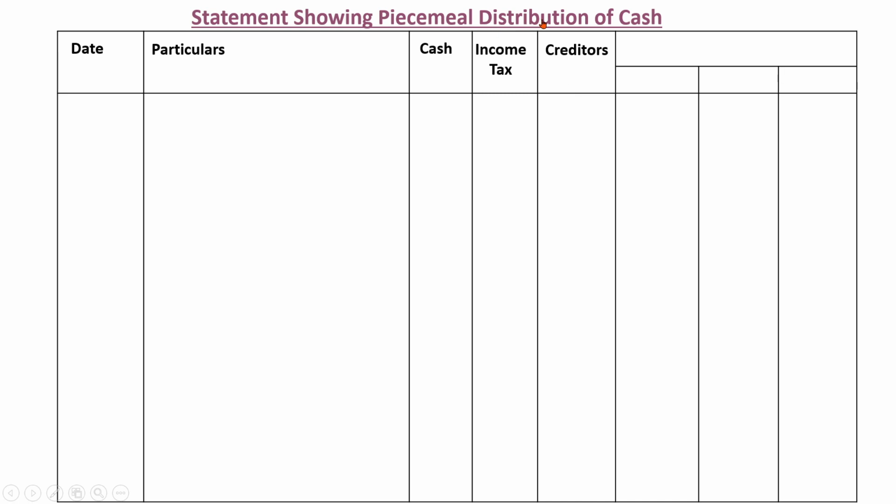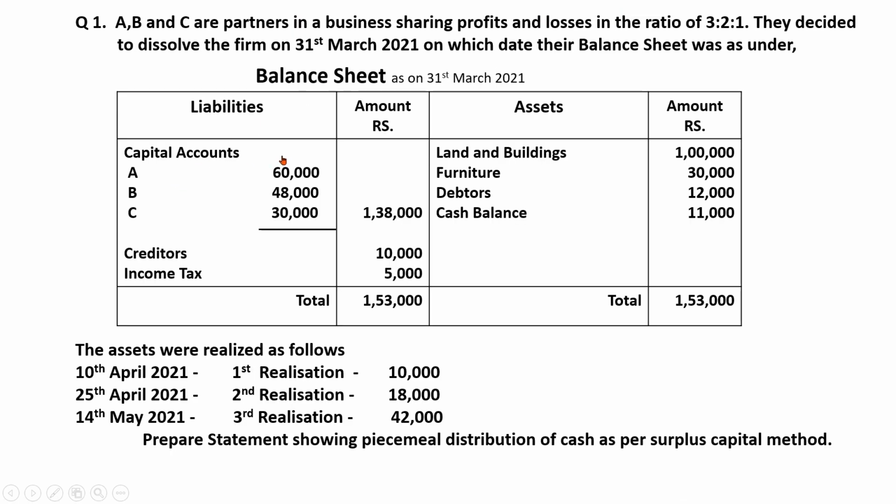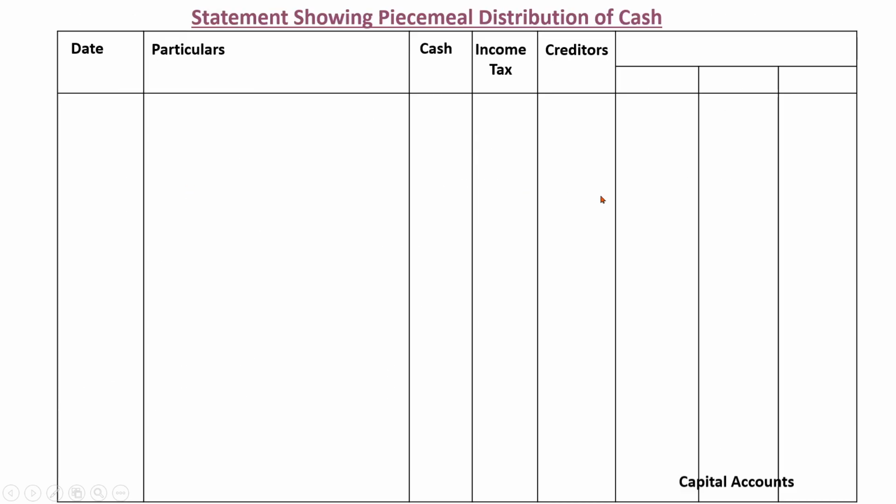After this we need to pay the capital accounts, or partners' capital, and for that we need three columns because three partners are there, A, B, and C.